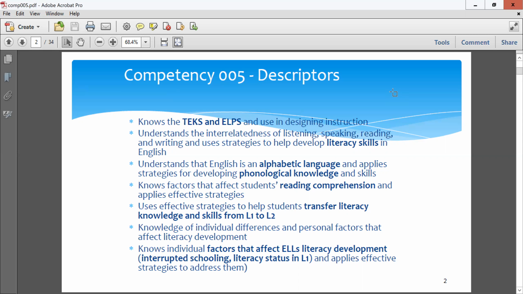And then knowledge of individual differences and personal factors that affect literacy development, and factors that affect ELLs specifically that include maybe interrupted schooling, their literacy status in their first language, and then applies effective strategies to address those. So here we're going to be dealing, as I said, mainly with reading and writing.